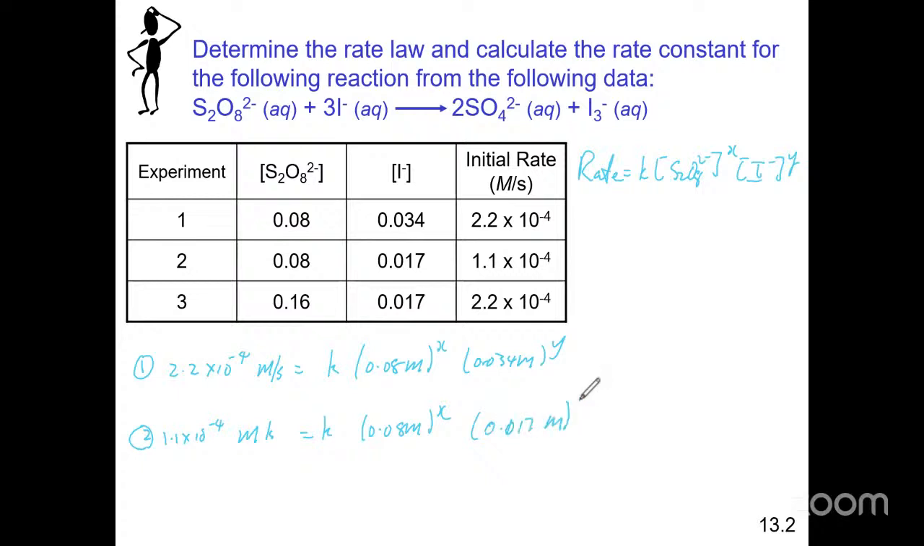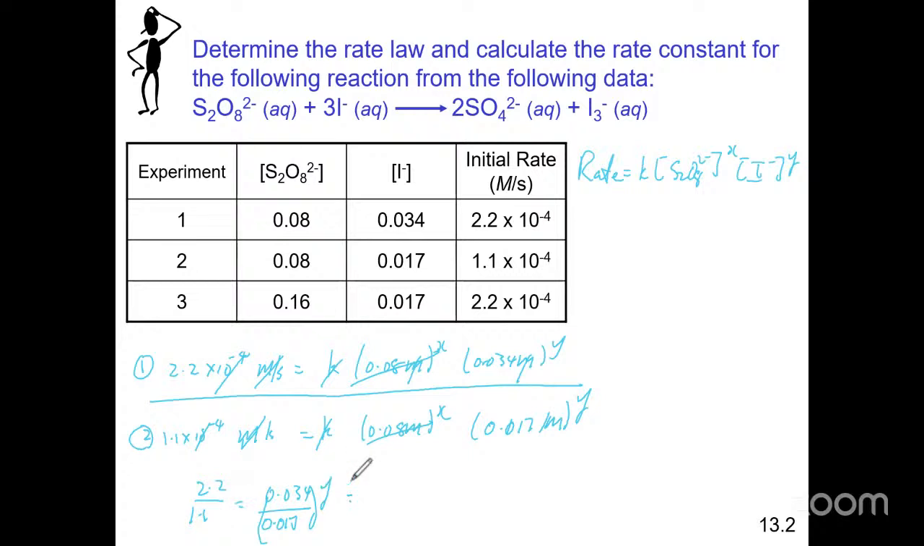Okay, very good. And then what? 0.08 is going to cancel out. Okay, so we're dividing, right? Divide, yeah. Let's cancel out stuff that can be canceled out. Well, this will cancel out with that. And this will cancel out with that. So what will you be left with? You'll be left with something equal to 0.034 divided by 0.017 to the Y. Okay, very good.